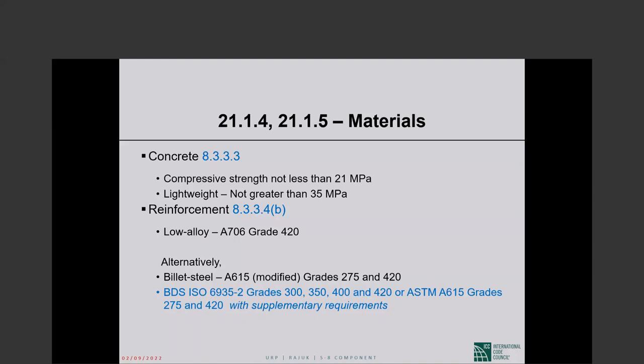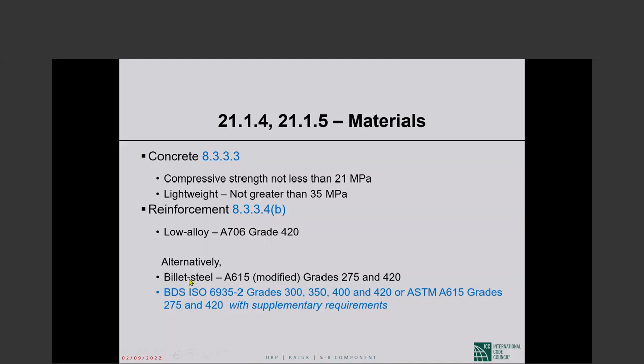Instead of A706 reinforcement, you may use normal billet steel A615, 40 KSI or 60 KSI. 40 KSI has become pretty unavailable anyway. And in Bangladesh, most of the reinforcement, as we discussed the very first day, is BDS ISO 6935-2. -1 is plain, -2 is deformed bars. Grades 300, 350, 400, 420, or ASTM A615 grade 275.